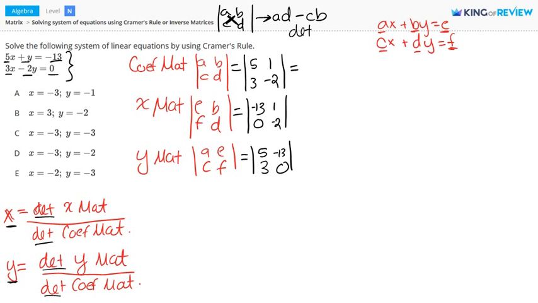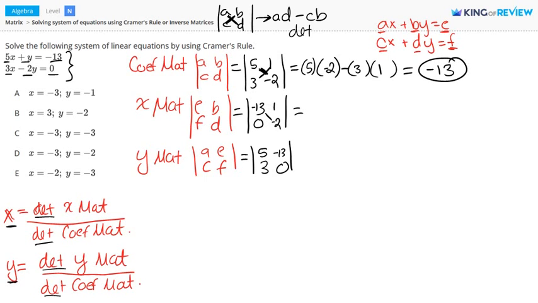So let's find the determinant for our coefficient matrix. We'll start with the product of the main diagonal, so 5 times negative 2, and then we'll subtract the product of the entries in the other diagonal, 3 and 1. So we have 5 times negative 2 minus 3 times 1, and when you work this out, you get negative 13.